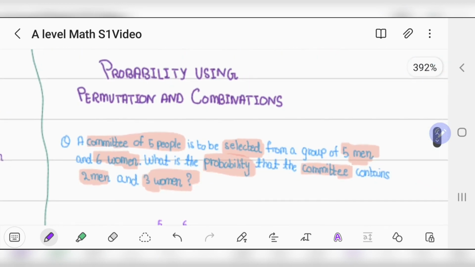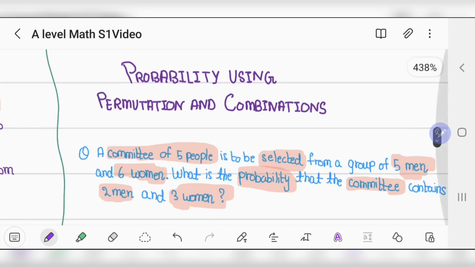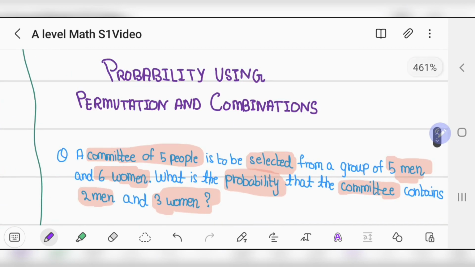Now, probability using permutation combination. I'm assuming that you guys have understood what permutation combination is. We have done it previously in the previous chapter, chapter 1, permutation combination. I've done my video on that, and I'm assuming that you guys have watched it. If not, it doesn't matter. You don't need to watch it if you already know this. Moving on, probability using permutation combination.